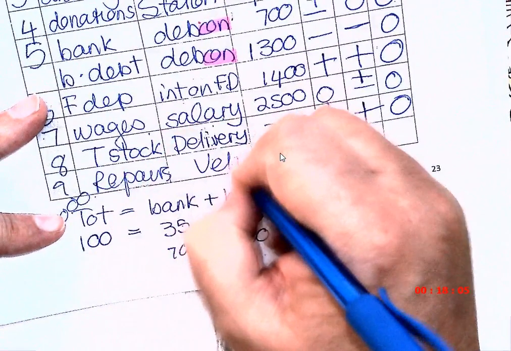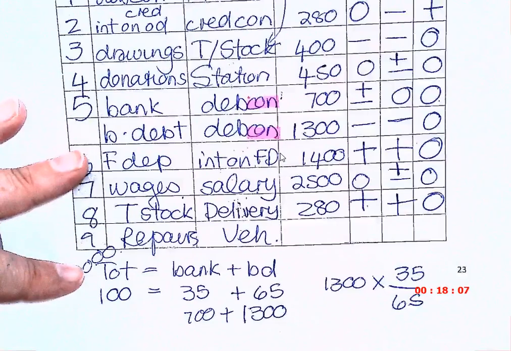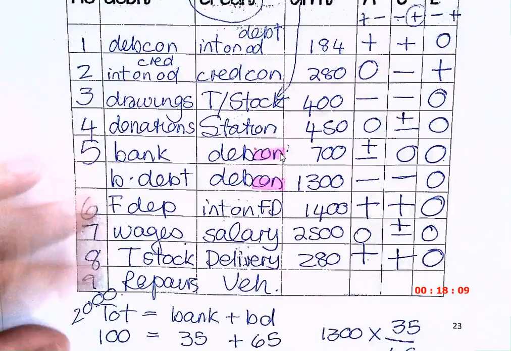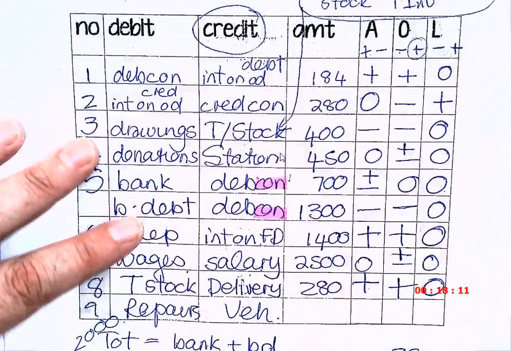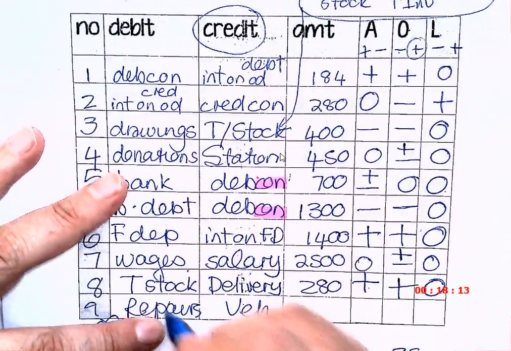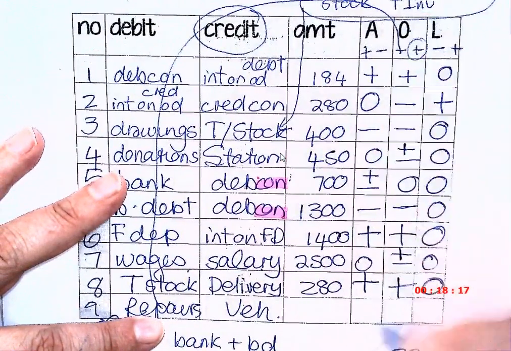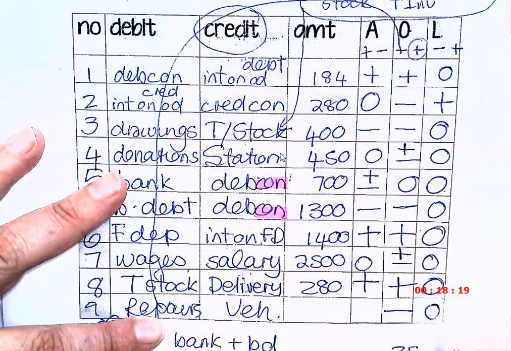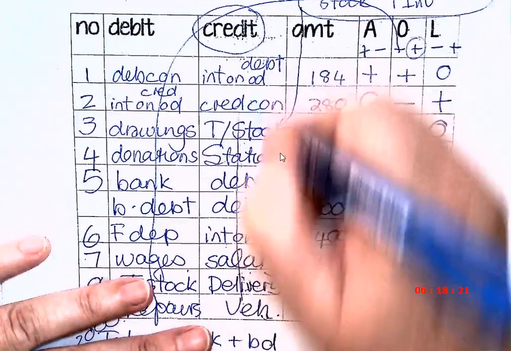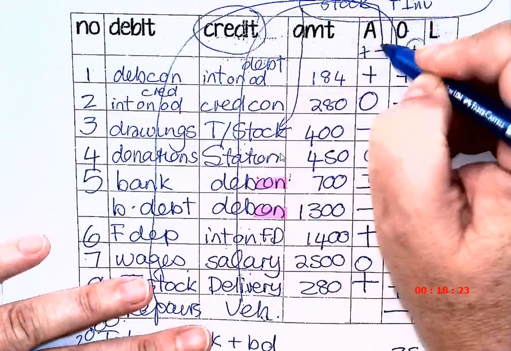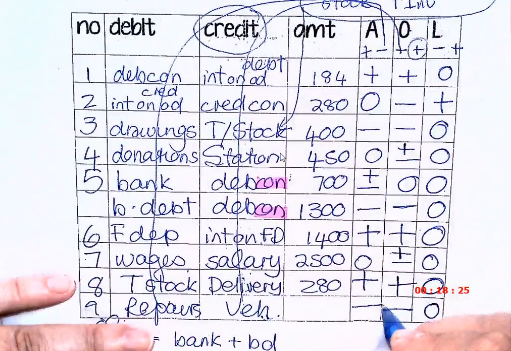Okay, now what do I see? Now I need to use my plus minuses there on the top. So I'm going to see, repairs is an expense. Owner's equity, debit, so it's a minus. Vehicles is an asset, credit side, minus.